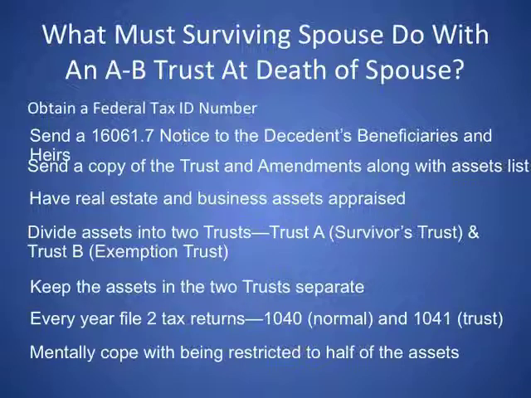Two, she has to send a notice to the beneficiaries. This notice is dictated by a probate code, section 16061.7, that says, dear beneficiaries, you have 120 days to contest this trust. Here is the information you get. On top of it, she has to send them a copy of the trust, all the amendments, and the asset list. Well, I will share with you, a lot of my clients don't want their heirs and their beneficiaries to have that much information at the death of one spouse.